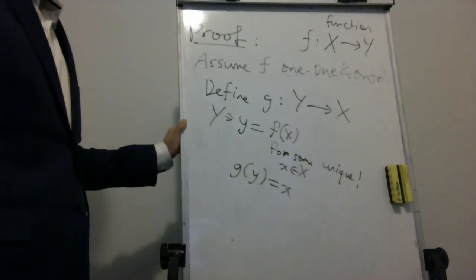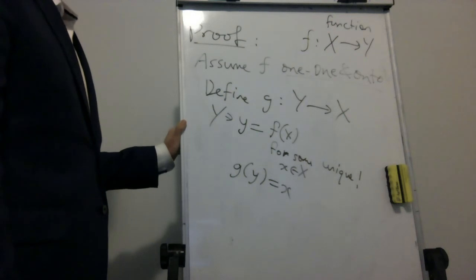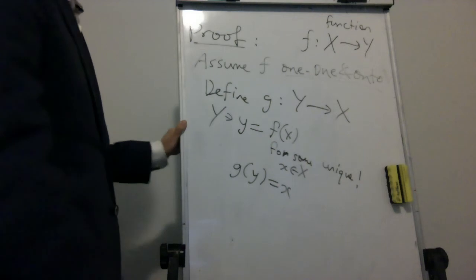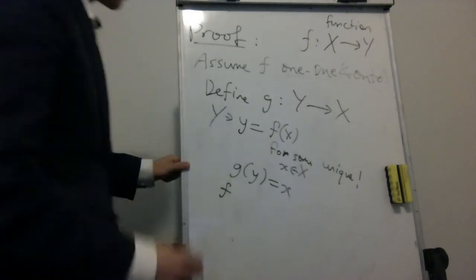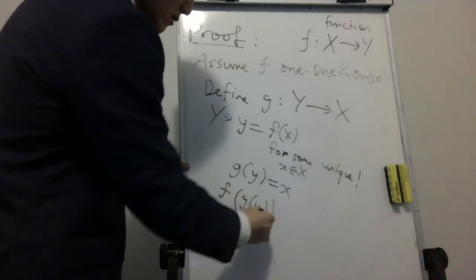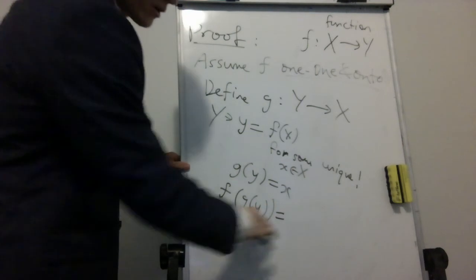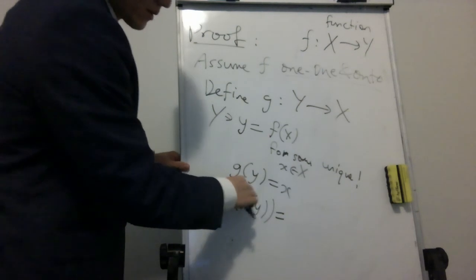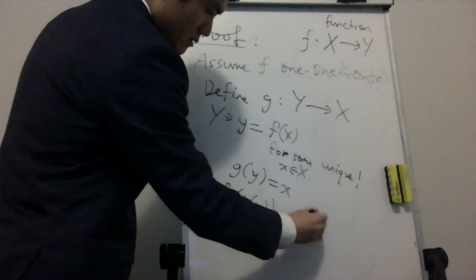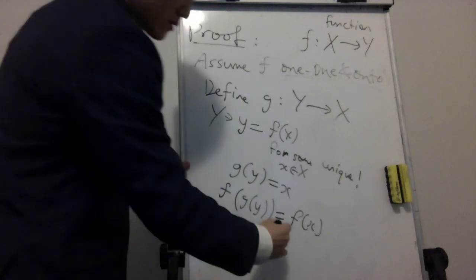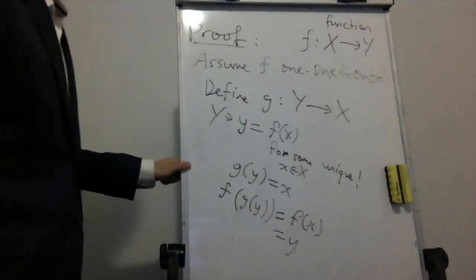That's the function. So now we just have to check that g undoes f and f undoes g. Okay. Well, if you look at f undoing g, it looks like this. Okay, and we're meant to show that that's equal to y. But what is that equal to? Well, that's just f of the left-hand side here. So it must be equal to the f of the right-hand side. But f of x is by definition y. Okay. So f certainly undoes g.